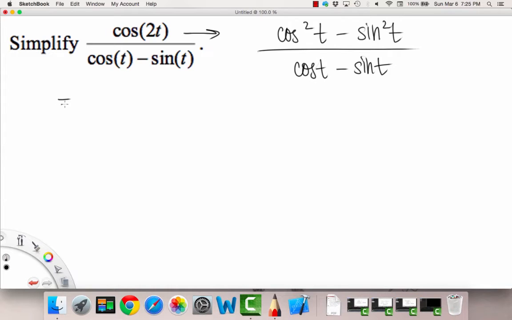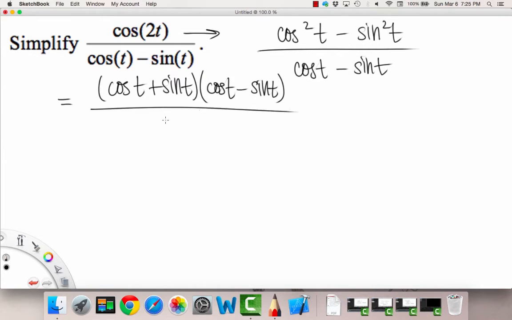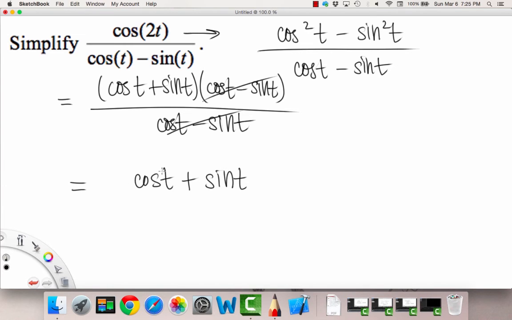The top can actually be factored because that's a difference of squares, right? So we have cosine t plus sine t times cosine t minus sine t. That's all on the top, and on the bottom we have cosine t minus sine t, which very conveniently cancels with the one on the top, right? So this actually simplifies whatever we had in the beginning to just simply cosine of t plus sine of t. And that's pretty much as simple as it gets.